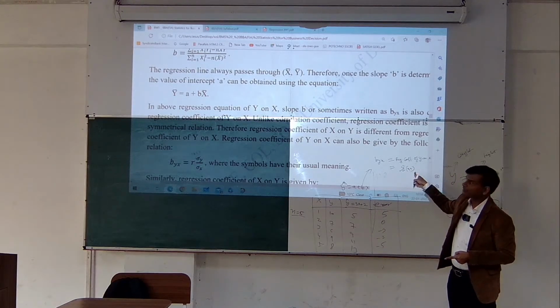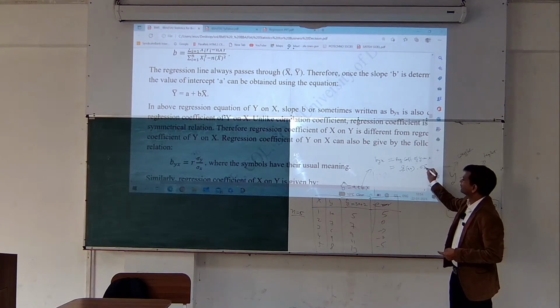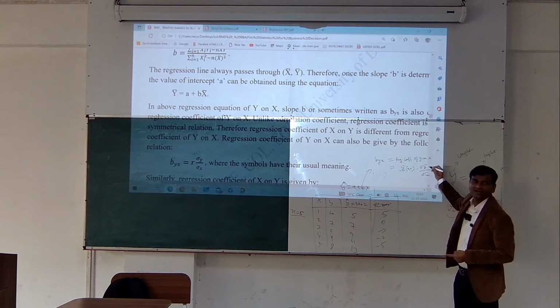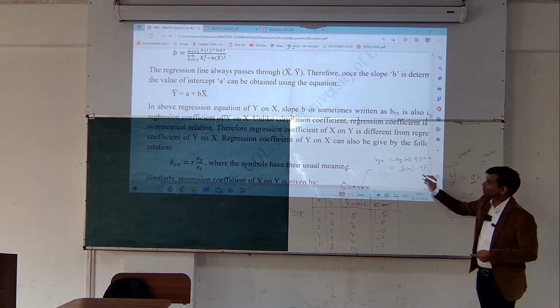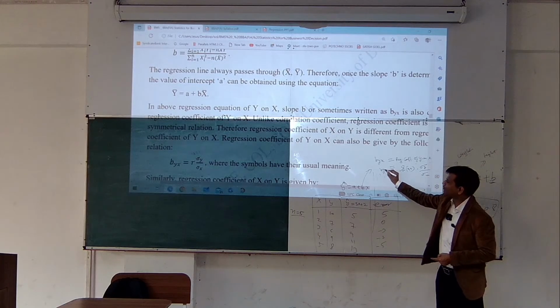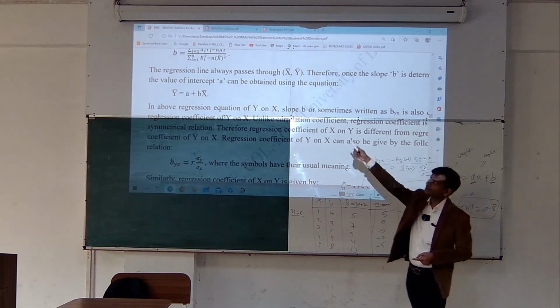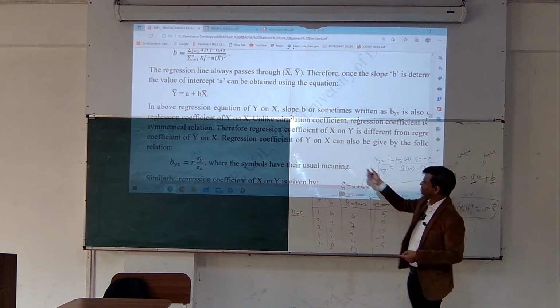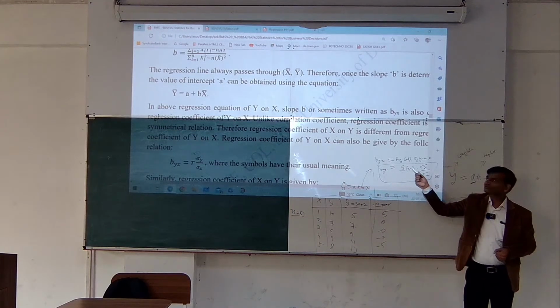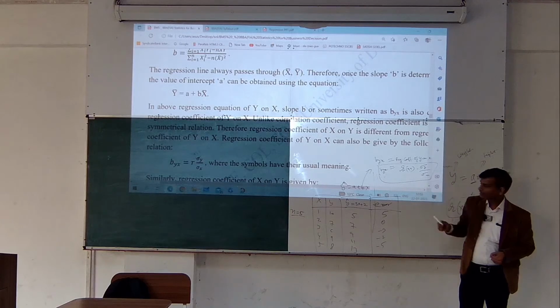the correlation coefficient between x and y, multiplied by sigma y upon sigma x. This is the standard deviation of y, standard deviation of x. So this byx is also equal to this. You can derive it from the formula which we have obtained. But in simple form, you can say byx is equal to the correlation coefficient into the standard deviation of y divided by the standard deviation of x.